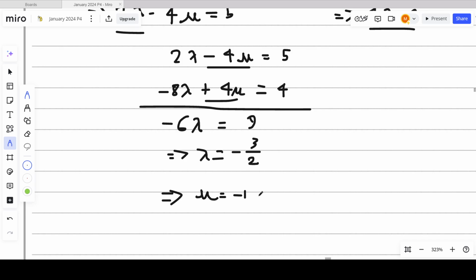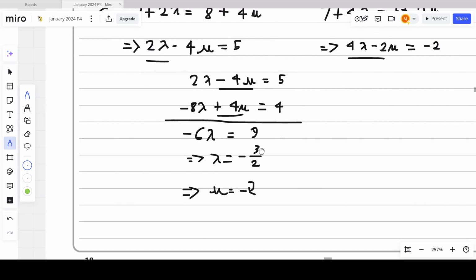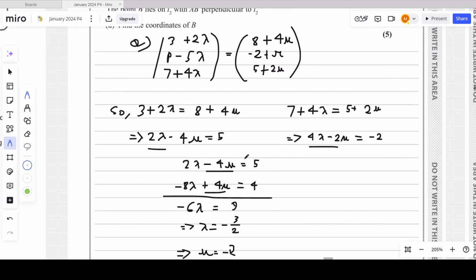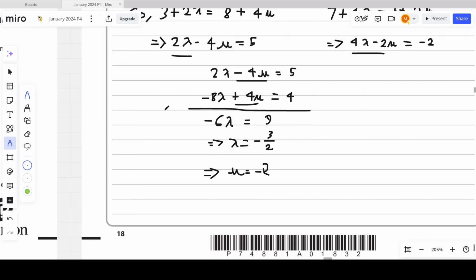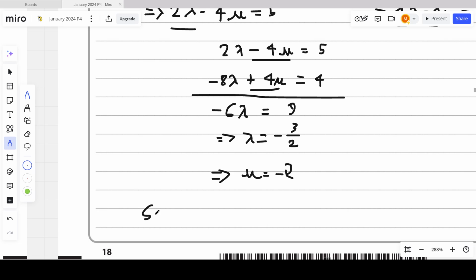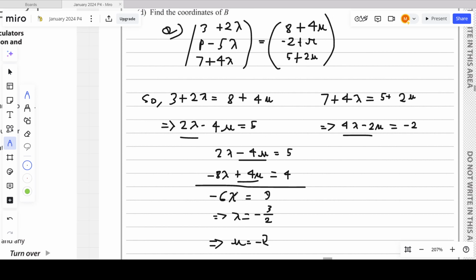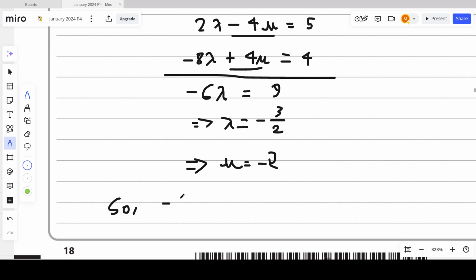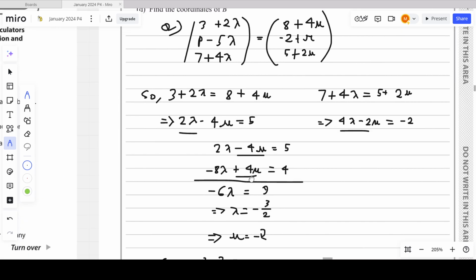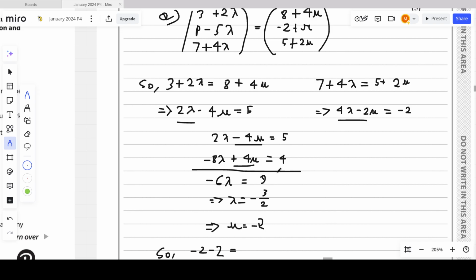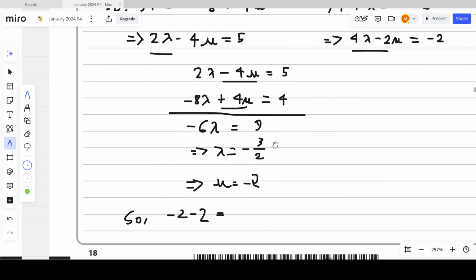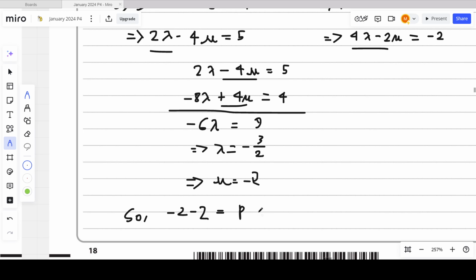Fine, we got the value for mu. This is negative 2. Now consider what? At the point of intersection, what will be the case? Their j components would also be equal, right? So what can we write now? We can write, look, mu minus 2. Mu is negative 2. So negative 2, negative 2 is equal to p minus 5 lambda. So p minus 5 times minus 3 over 2, this is plus 15 over 2.